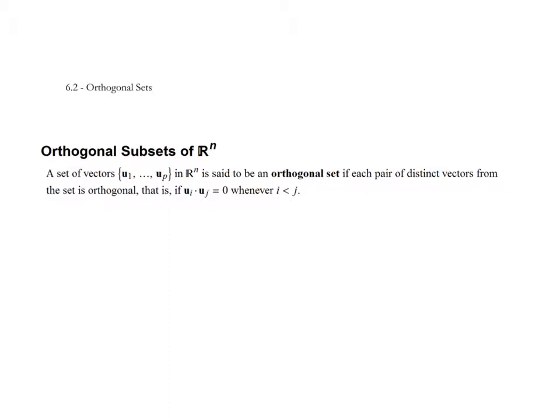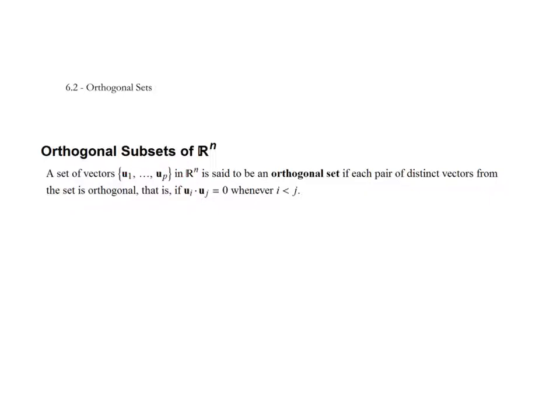Hi everyone, in this video we're going to go through section 6.2 titled Orthogonal Sets. We were introduced to the term orthogonal in the previous section, and now we look at sets that are made up of vectors that are orthogonal to each other. And we define an orthogonal subset of Rn first.